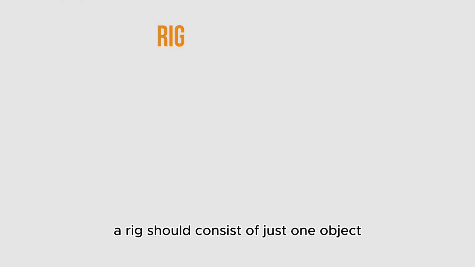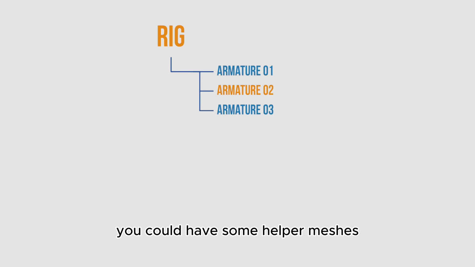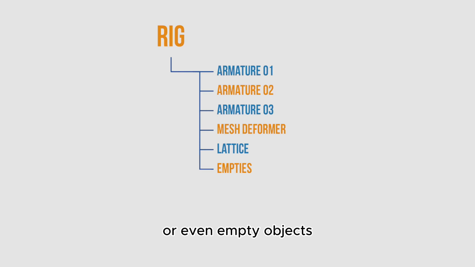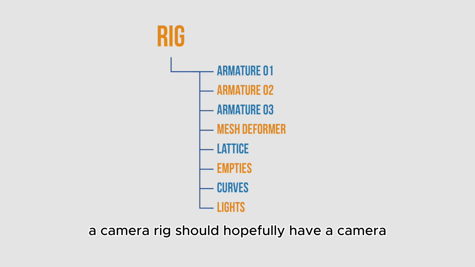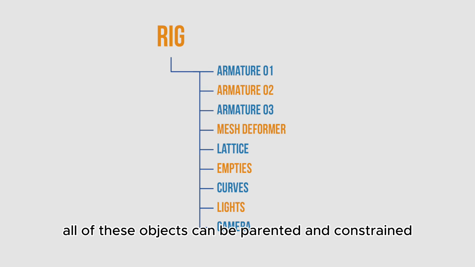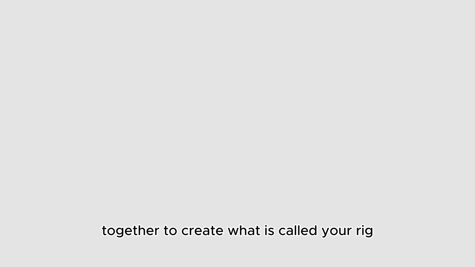Now, most of the time, a rig should consist of just one object. That would be an armature. Now, it doesn't just have to consist of one. It could have two or more armatures. You could have some helper meshes or even empty objects, curve objects. A car rig might have lights attached to it. A camera rig should hopefully have a camera attached to it. All of these objects can be parented and constrained together to create what is called your rig.